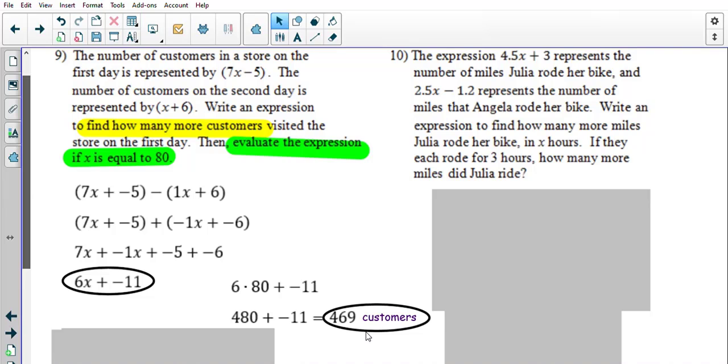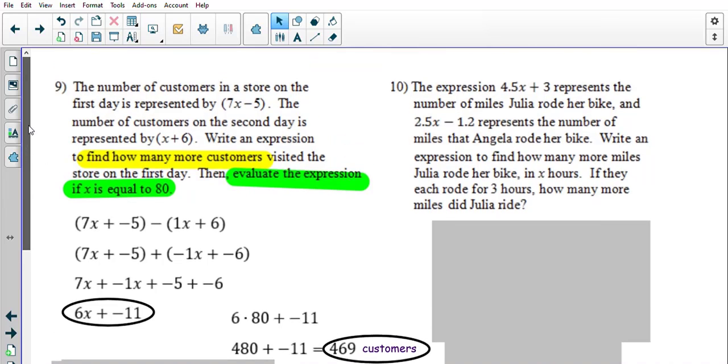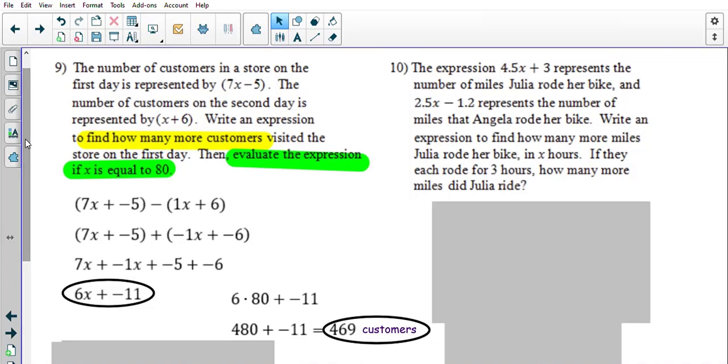An optional thing that you can do to check your solution is replace x with 80 in each of these expressions and then subtract those answers to see if you get 469. I did this on my own just to double check my solution, just to make sure we got 469, and we do. So it does give you an option for checking your solution. All right, let's take a look at number 10, which is very similar to this one.